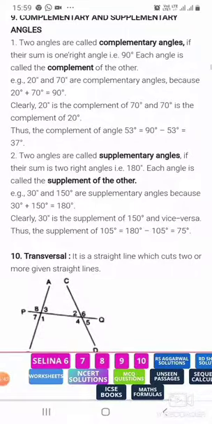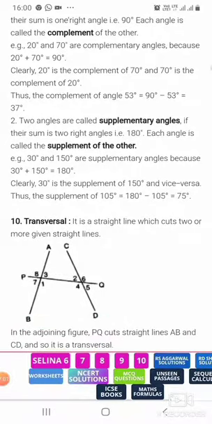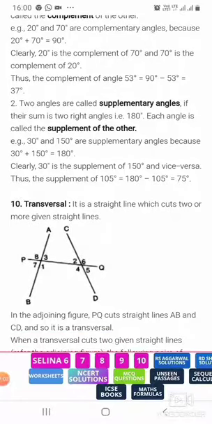Now moving to the next property, supplementary angles. When the sum of two angles is 180, whereas in the previous case it was 90 degrees, now it is 180 degrees. Whenever the sum of two angles is equal to 180, we call them mutually supplementary. If I take any value, let us say 40 degrees, what is the supplementary angle of 40 degrees? 40 plus 140 is equal to 180. Therefore 140 is called the supplementary angle for 40 degrees.